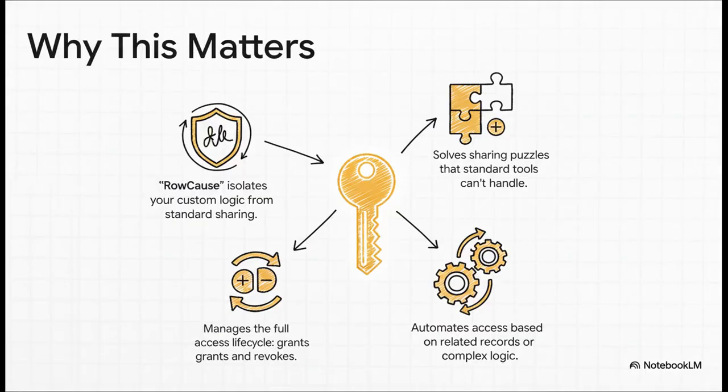So, here's the bottom line. This is how you solve those impossible sharing puzzles. It's how you fully automate sharing based on related data and create a complete life cycle for access, both granting and revoking it. And that little RowCause field is the secret key that makes the whole thing work safely. Oh, and one last pro tip. Always remember to bulkify your trigger logic, because creating these share records does count against your DML limits.